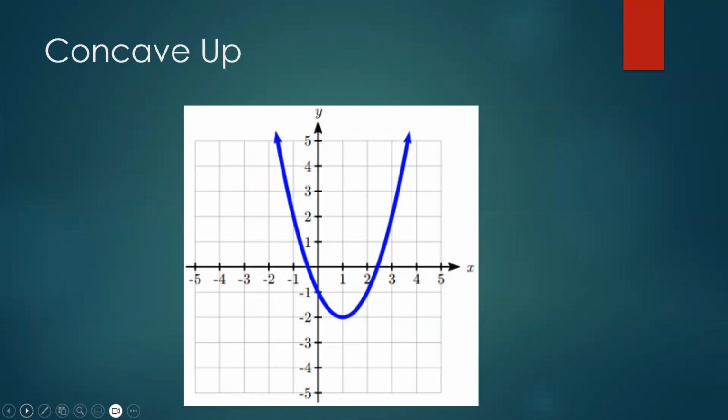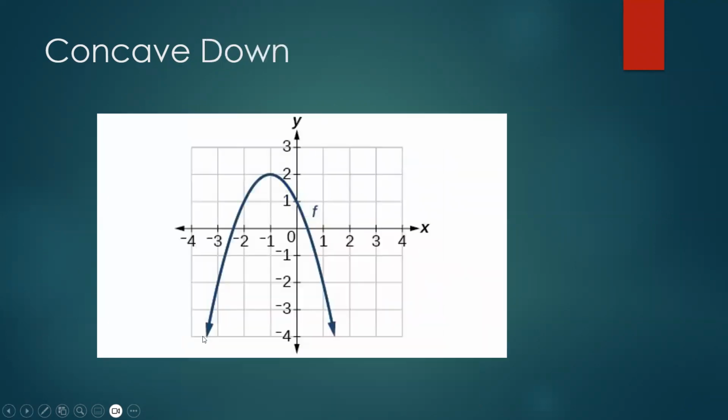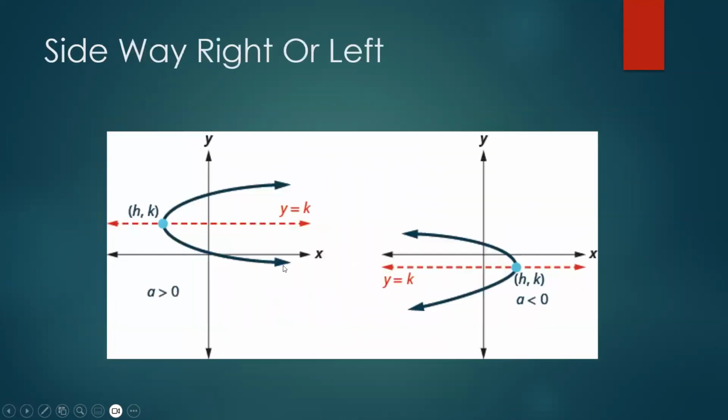It can be concave up, just like this. It could also be concave down. Whoops. It could also go sideways. Now, sideways, that's more of a conic section. We're not going to go over those forms. It's only concave up and concave down. But it is important to know that a parabola, because a parabola is technically a quadratic, can look sideways, either to the right or left. So just to let you know.